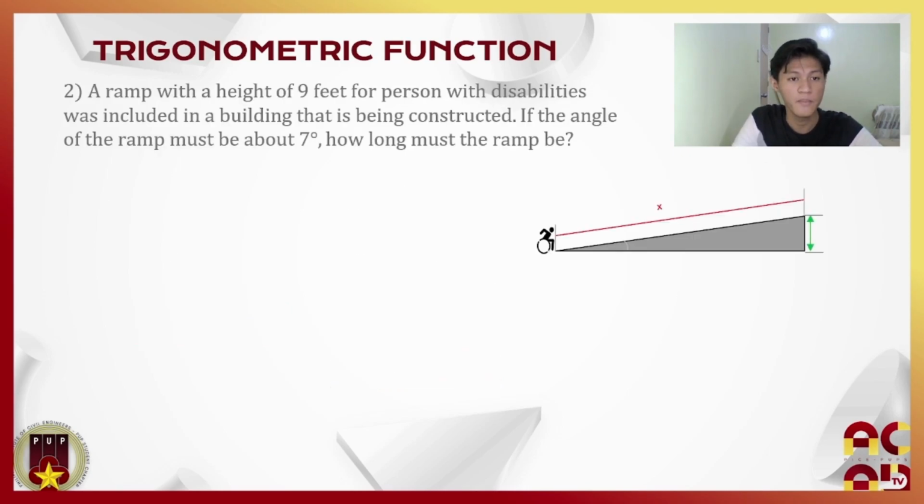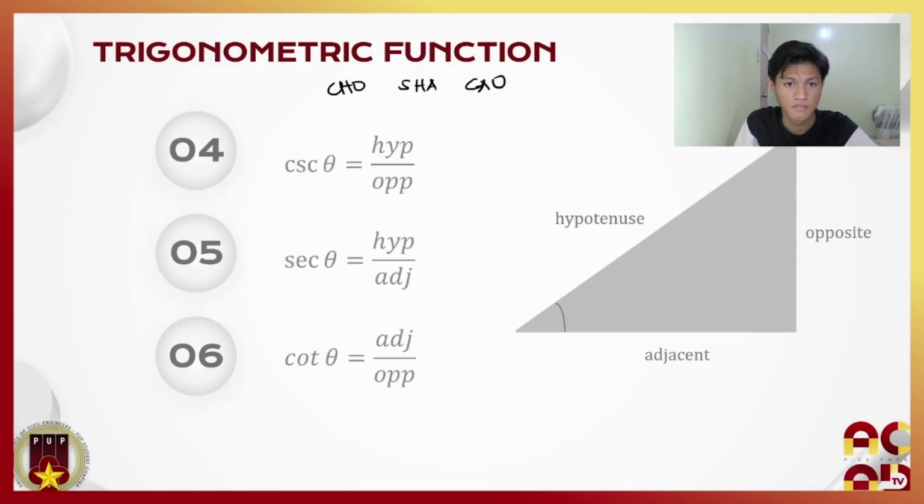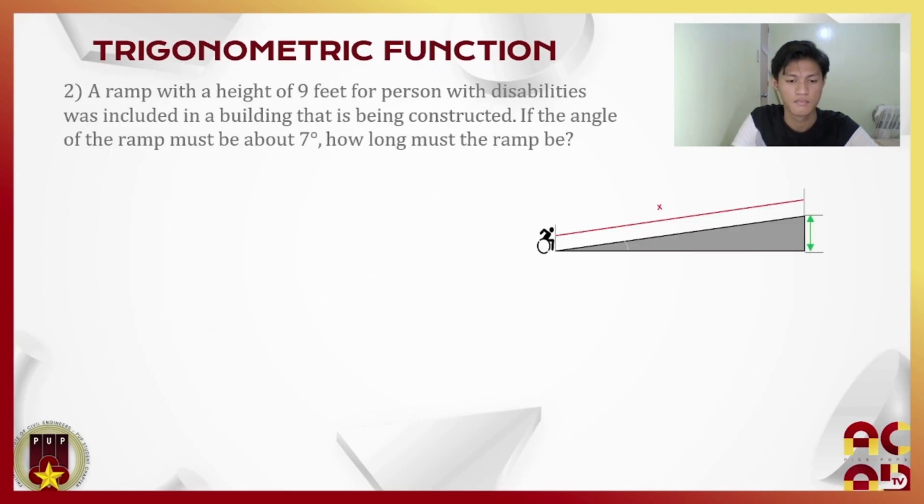So, number 2, a ramp with a height of 9 feet for persons with disabilities was included in a building that is being constructed. If the angle of the ramp must be about 7 degrees, how long must the ramp be? So, meron tayong value na 9 feet. So, ito daw yung height ng ramp. So, basically, ito yun. Itong dimension na to kasi height. So, yung taas daw ng ramp na 9 feet.